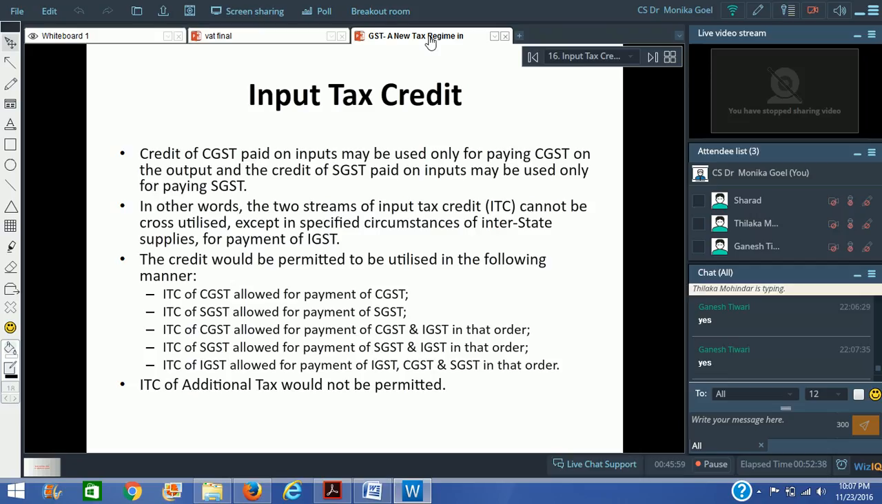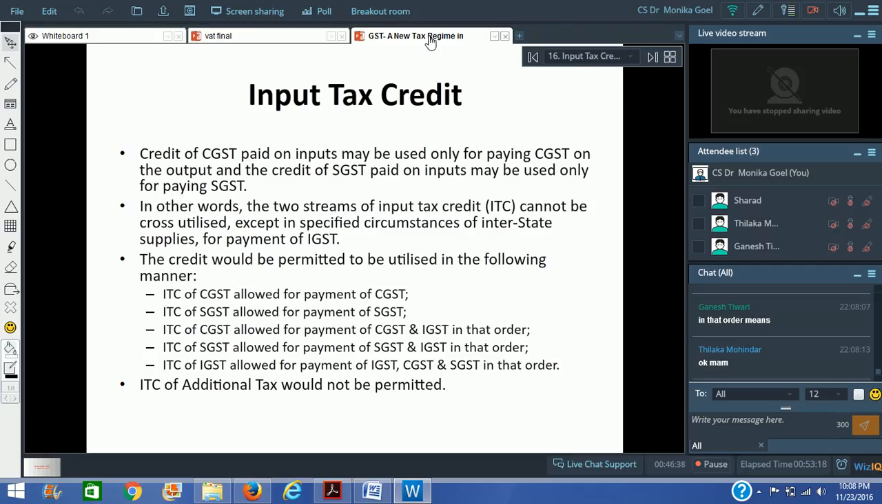CGST against CGST, SGST against SGST. When it comes to IGST, both CGST and SGST credits can be utilized for the purpose of payment of IGST. This is clear? Okay. Now, if I have got IGST credit, I can utilize it for the purpose of payment of IGST or CGST or SGST. Is it fine?